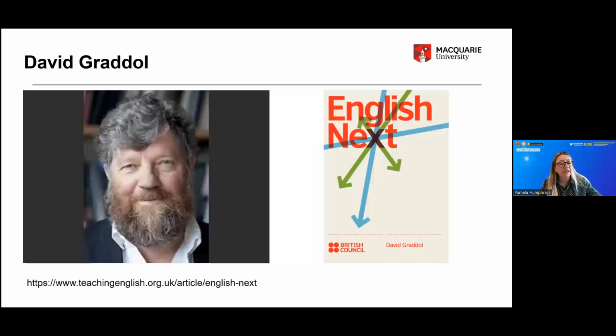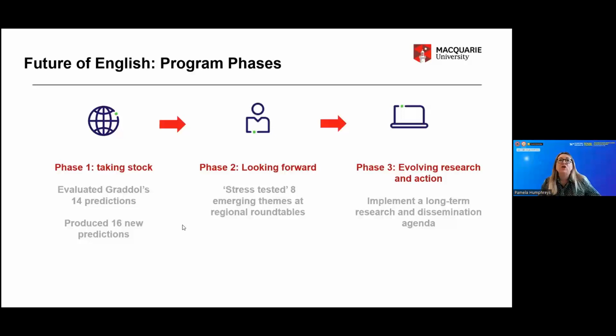And the British Council decided in 2021 that it was a good time to revisit those 14 predictions that David had made. Of course, that coincided with COVID. So some of the research that they were doing is a little bit later than 2021, but it certainly was a good time to revisit some of those predictions, and it was a good starting point for the Future of English research program. So this is where it stems from. The Future of English research project is actually in 3 phases, and you can see the phases on the slide there.